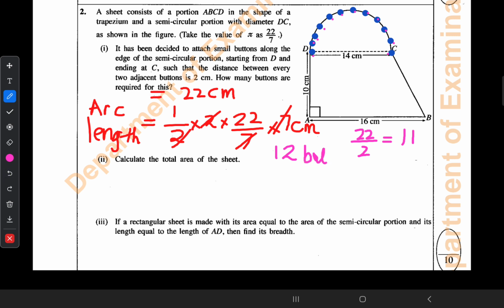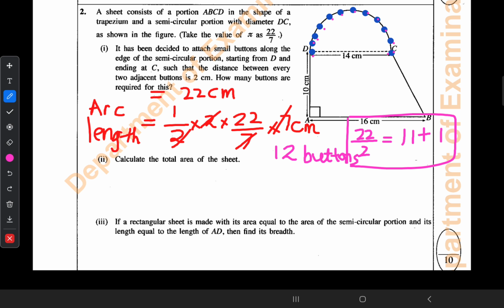Mathematically, you cannot obtain that answer by division alone. 22 divided by 2 is 11, so that means you just counted up to here. At the ending portion we also have another button, so you should add another one. That would be your answer. To do that manually, you should follow this method, because at C and D also we had buttons. So you should count those also. Totally we need 12 buttons.